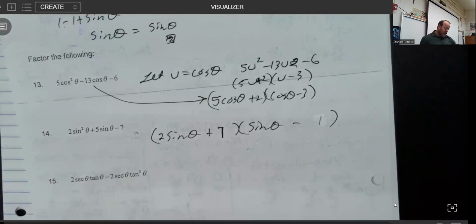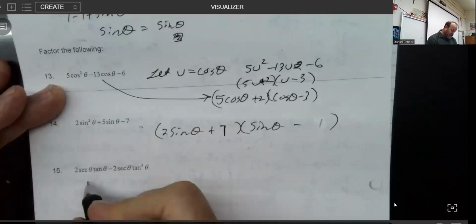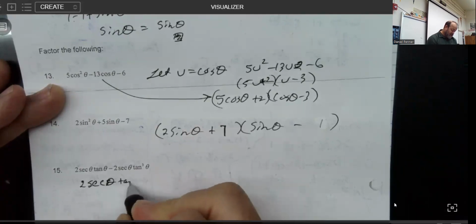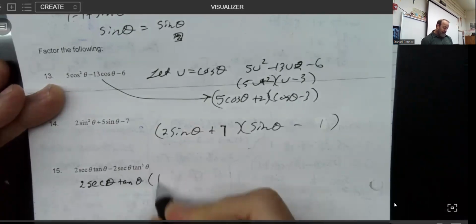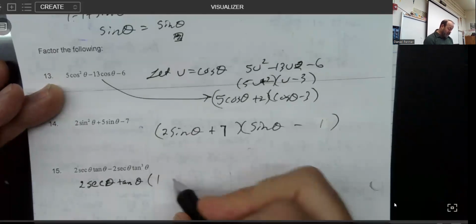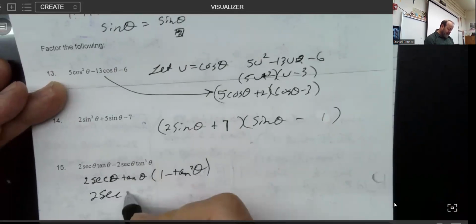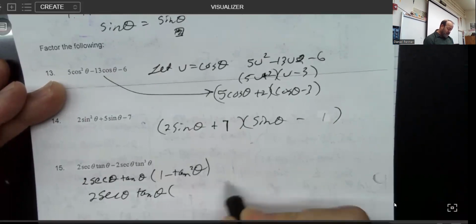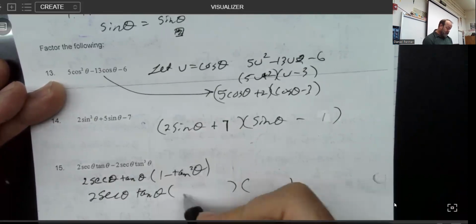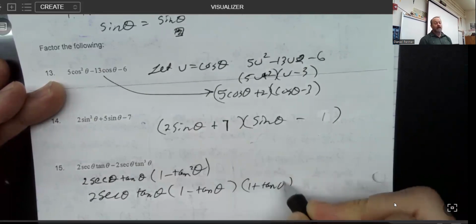And then, of course, the last one right here is just noticing what things have in common. And I notice these both have a 2, they both have a secant, and they both have a tangent. And if I took all of that stuff out, I have a 1 left. I took out the 2, I took out the secant, I took out one of the tangents, but there'd be 2 of them left. And that leads me to my final answer, because as we did in one of the earlier pieces, this is a difference of squares. 1 minus the tangent squared is 1 minus the tangent times 1 plus the tangent. And we're done. Hey, there we go.